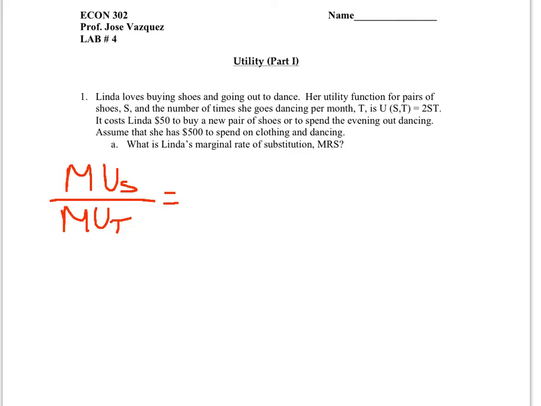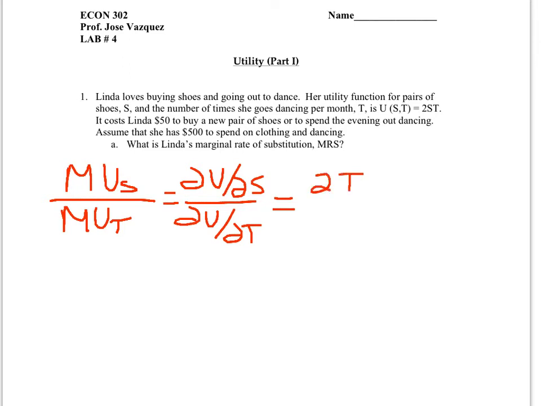Okay, so to find the marginal utility, you're going to use a partial derivative. So the marginal utility of s is going to be the partial derivative of u with respect to s, and the marginal utility of t is going to be the partial derivative of u with respect to t. Partial u with respect to s is going to be 2t. Partial u with respect to t is going to be 2s.